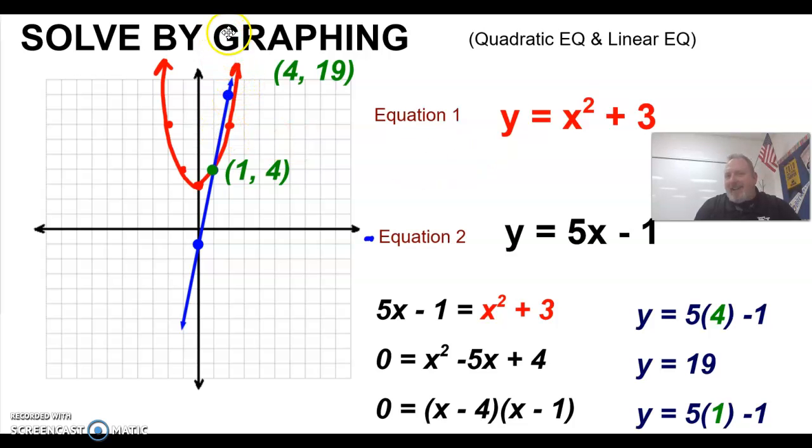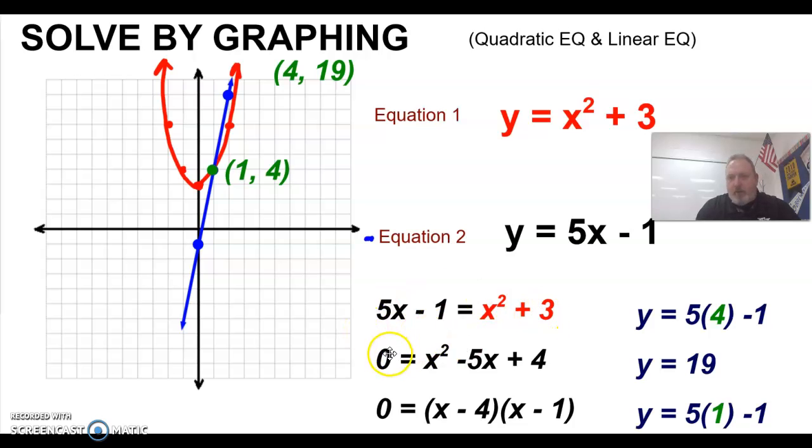Now, you can kind of count it out and do it that way. The other way is to just set the two equations equal. So if I put x squared plus 3 equal to 5x minus 1, I can solve. Why can I do that? Because both of these things are equal to y. And if both equations are equal to y, then they have to be equal to each other. So 5x minus 1 equal to x squared plus 3.